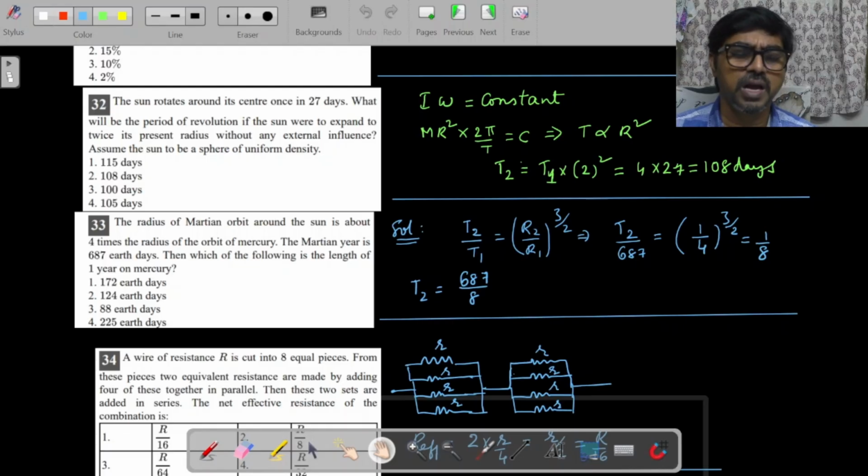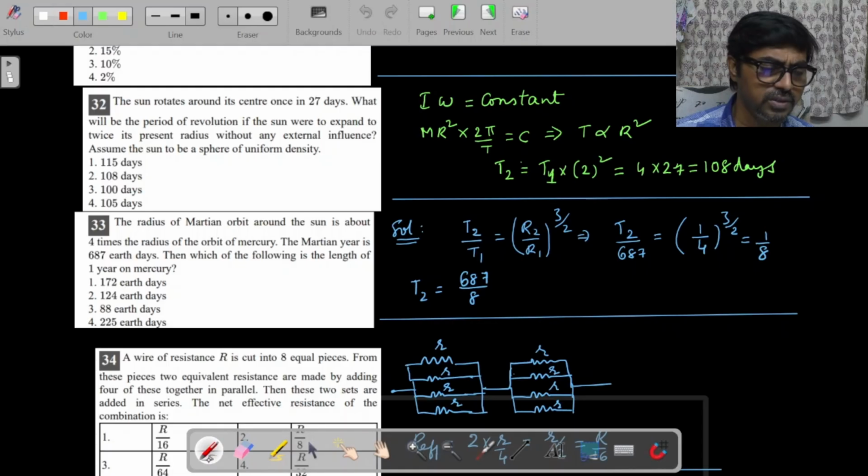I into omega has to be constant. So m r square into 2 pi by T must be constant. M is the same and 2 pi is the same. What is changing? Only r square and T. R square by T has to be constant, otherwise T must be proportional to r square. So T2 by T1 equals r2 by r1 whole square. So it is going to be 2 square, 4 times. T2 becomes 4 times the initial value, that is going to be 108 days. 108 days is the answer here, and that is about question number 32.